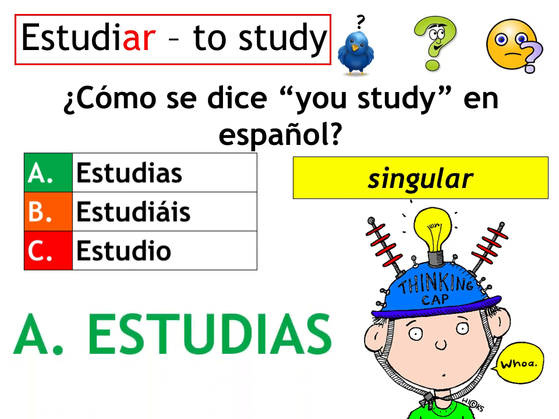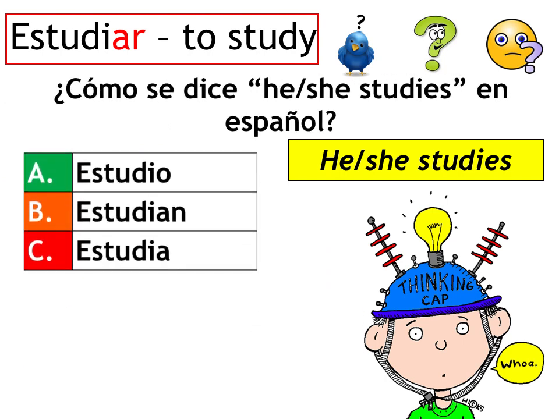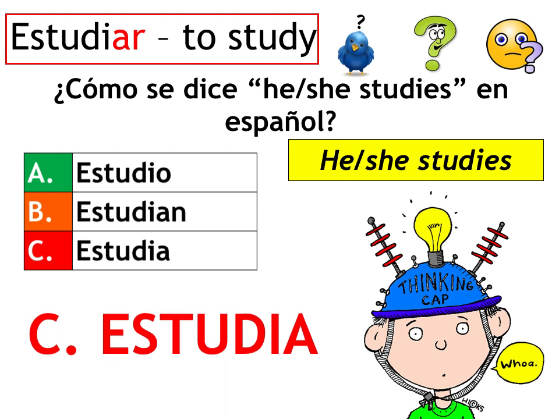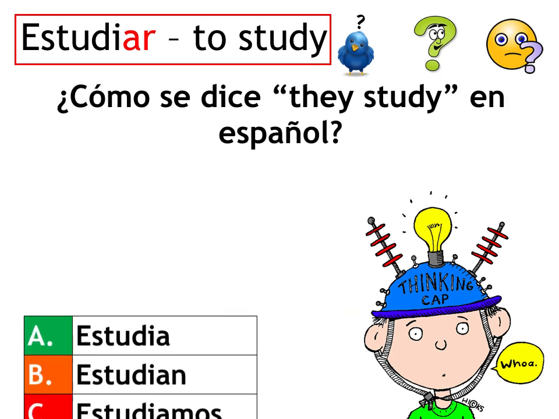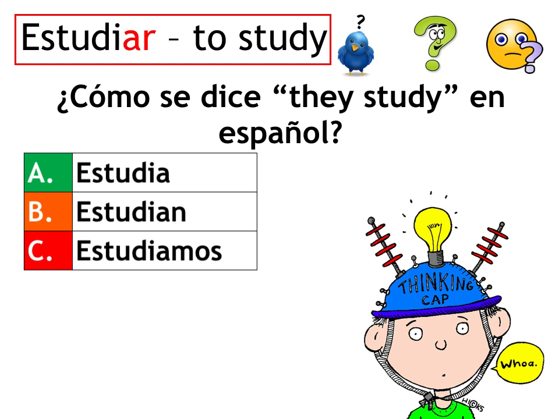Muy bien, estudias. Perfecto. El siguiente, ¿cómo se dice he or she studies en español? He or she studies, estudio, estudian, estudia. Venga, estudia, muy bien. El siguiente, ¿cómo se dice they study en español? ¿Es estudia, estudian o estudiamos?